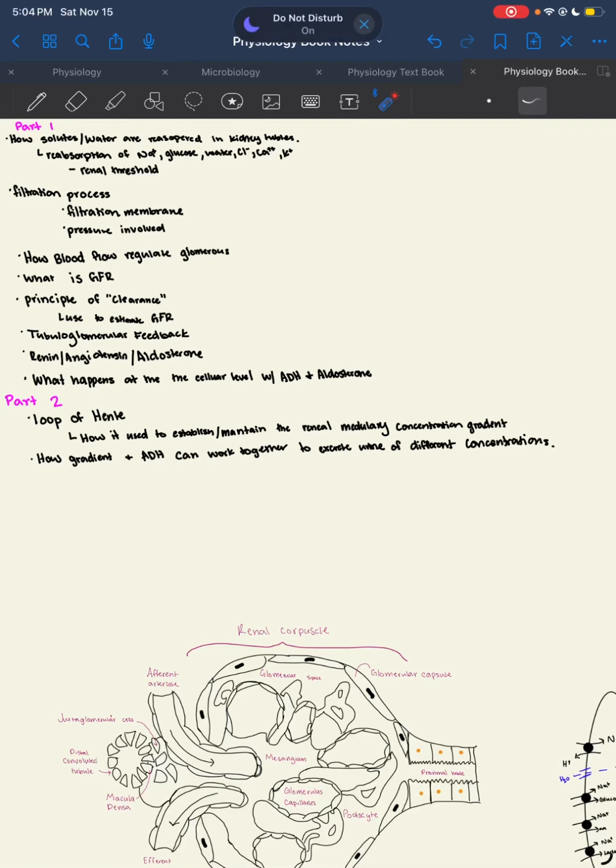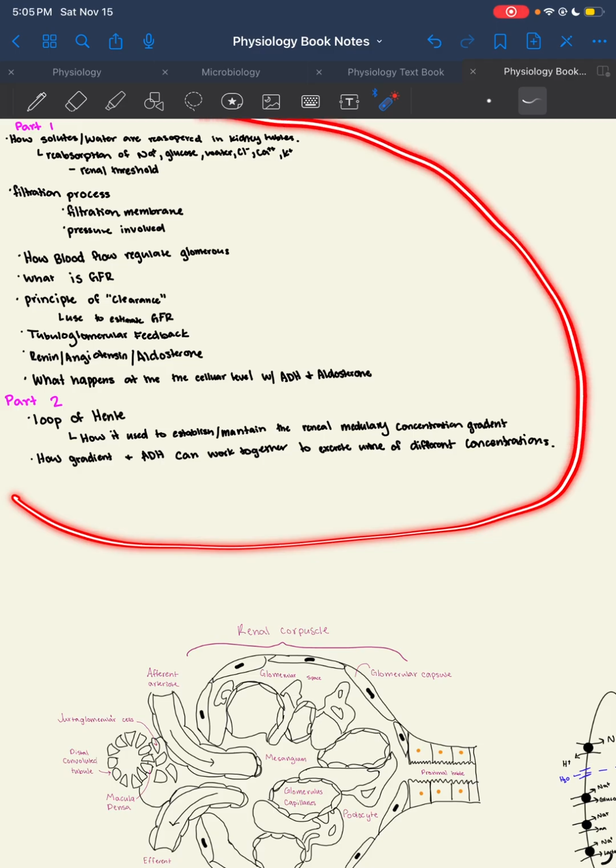Today I'm going to explain how the kidneys filter blood, how solutes and water are reabsorbed, how GFR is regulated, and how hormones like ADH and aldosterone influence kidney function. I'll also explain how the loop of Henle creates a medullary concentration gradient and how this allows the body to produce concentrated or diluted urine. So that is all we're going to be talking about today.